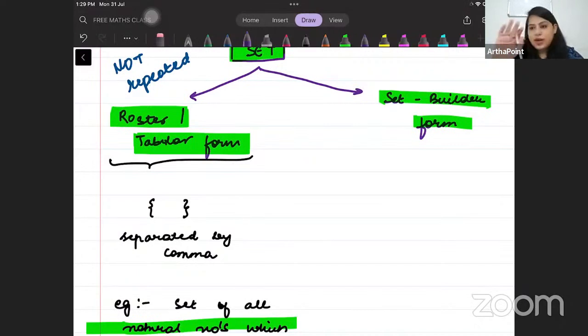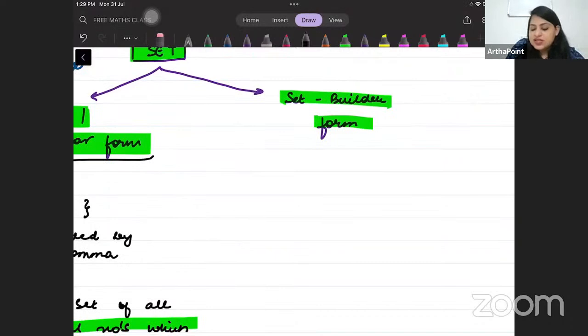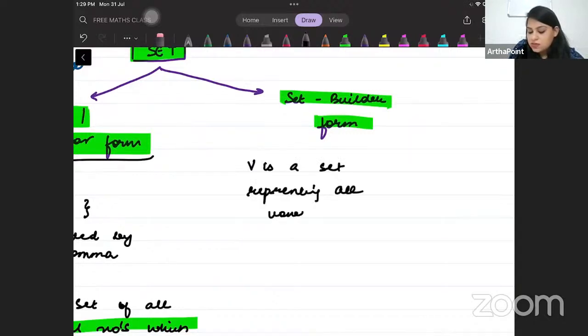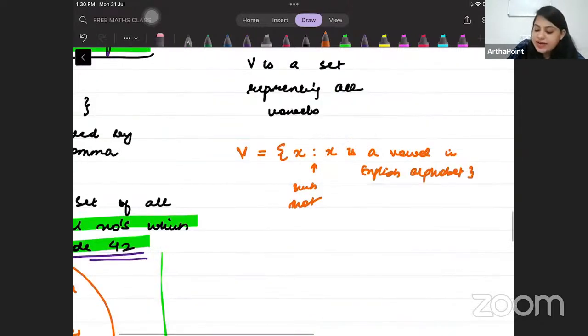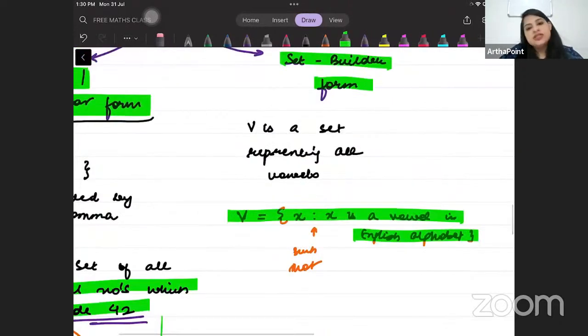Okay? And how do we write it? For example, let's say that V is a set representing all vowels. So I want to write a set V, and this V should have all vowels. How will I write it in this set builder form? That is the question. So beta, I will write it something like this. V is the set. What is coming into this set? Elements. So X is an element of V. And what should X be? It should only be a vowel. The common property is that it should be a vowel. So X such that, this dot represents such that, X is a vowel in the English alphabet. So beta, when I write it like this, that is called the set builder format.